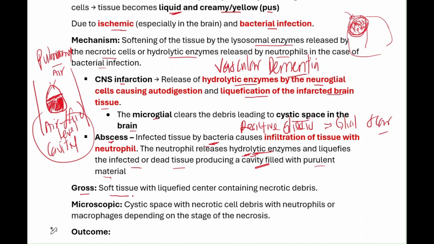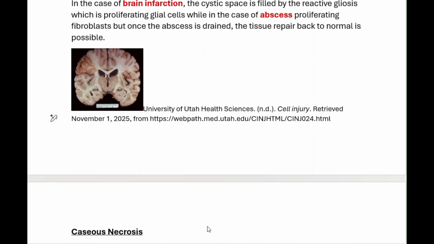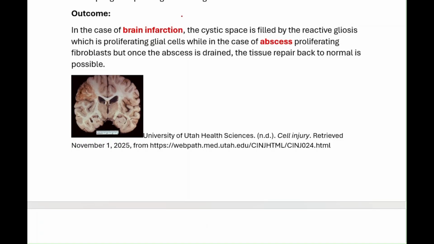On gross, we're going to see soft tissue with a liquefied center containing necrotic debris. And in microscopy, you can see cystic space with necrotic cells, debris with neutrophils or macrophages depending on the stage of necrosis. So what's going to be the outcome of this liquefactive necrosis? In the case of brain infarction, like we mentioned earlier, the cystic space is filled by reactive gliosis, which is proliferation of the astrocytes. And in the case of abscess, proliferating fibroblasts. And then once the abscess is drained, that will allow tissue repair. So we can repair the tissue back to normal.